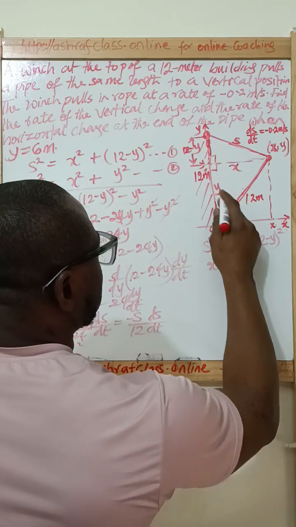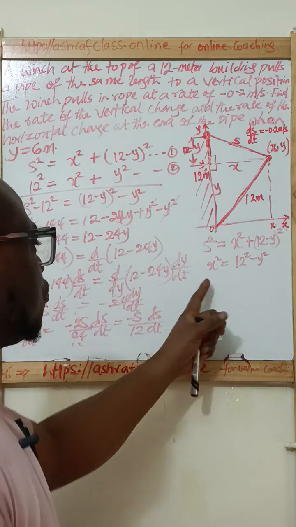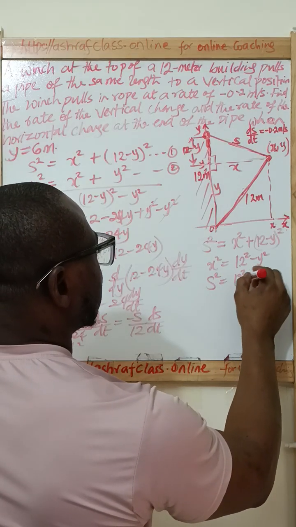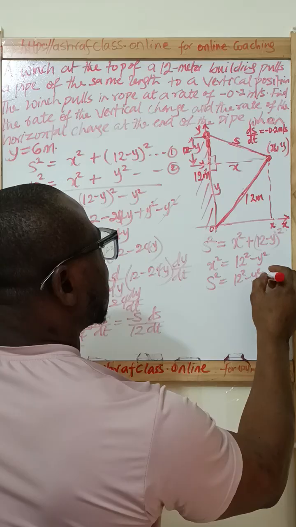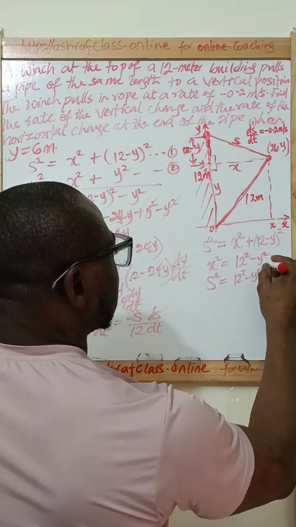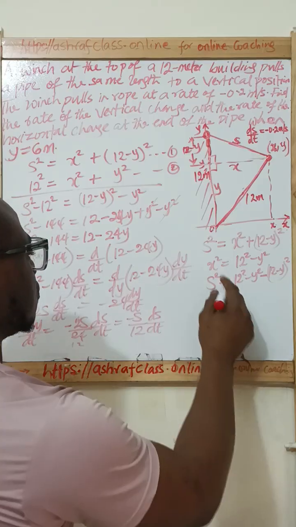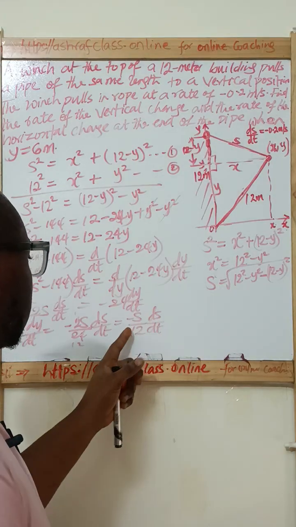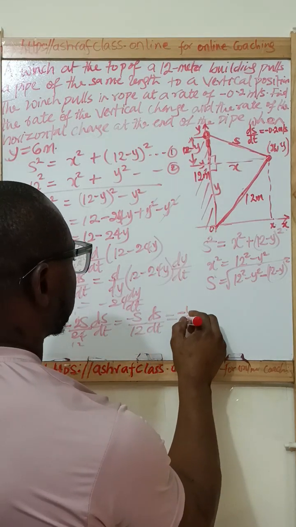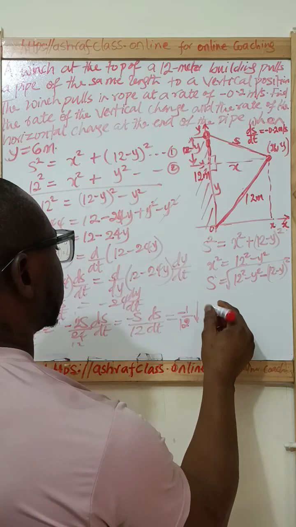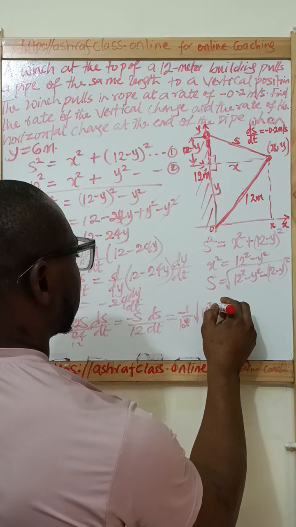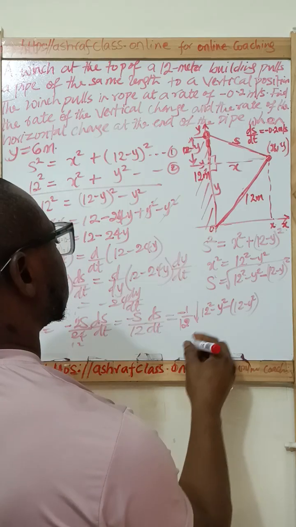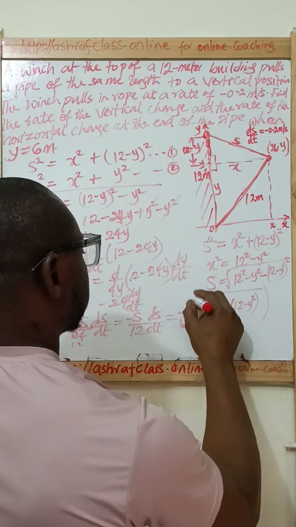12 squared minus y squared. So if you put this into this, that means s squared is going to be 12 squared minus y squared, then minus 12 minus y, everything is squared. So the square becomes square root on the other side. If you put this one here, that will be minus 1 over 12. Then this is going to be 12 squared minus y squared, then minus 12 minus y squared, okay? Then the ds dt.